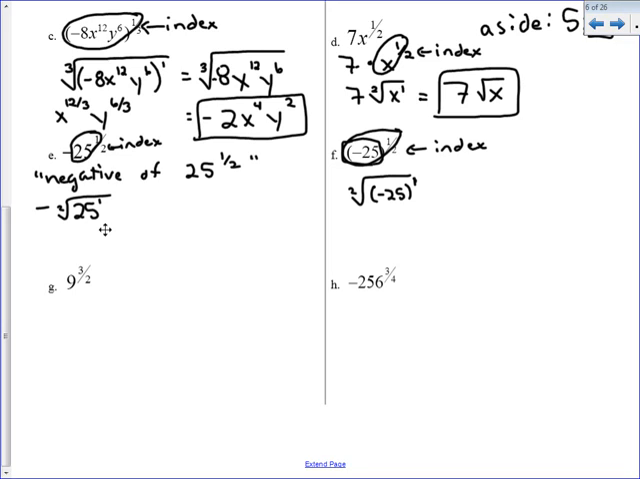Negative on the outside, square root of 25. What did I say, Napoleon? Negative 5, yeah. It's just the square root of 25 is 5. Slap a negative sign out front. Negative 5. It's the negative root.